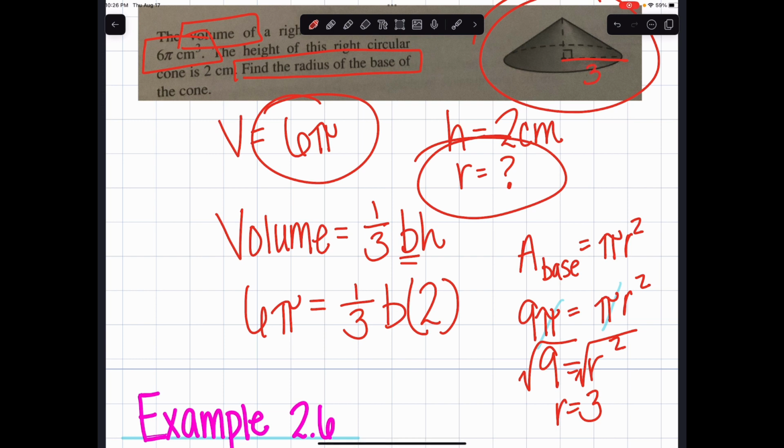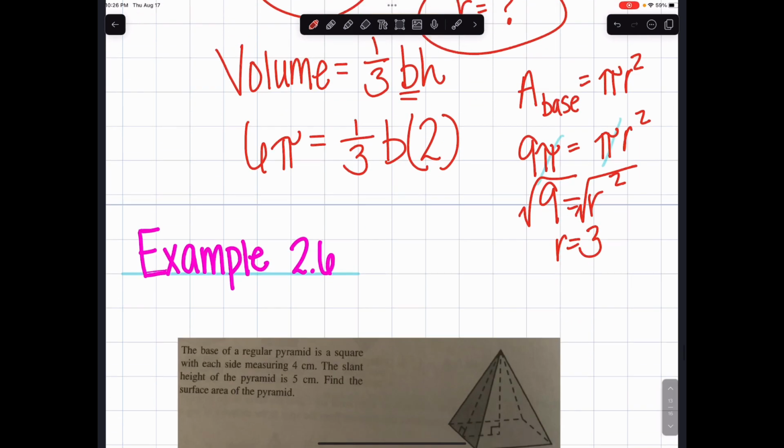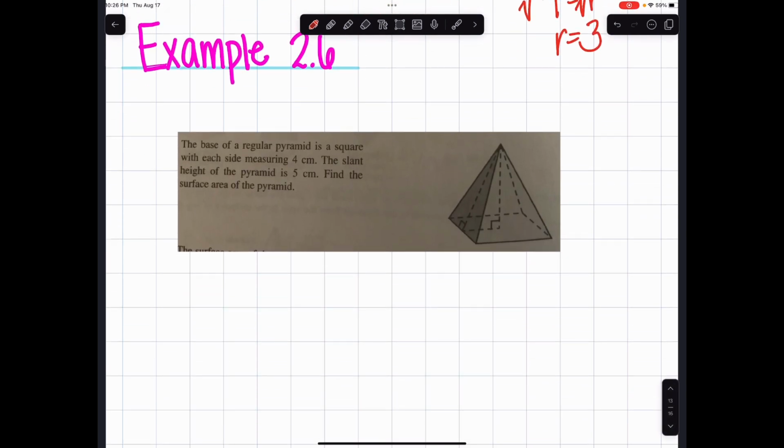That was a long way to do it, but I just want you to know that you can do these problems backwards, and they'll expect you to know how to do that. All right, let's jump in with this next example.